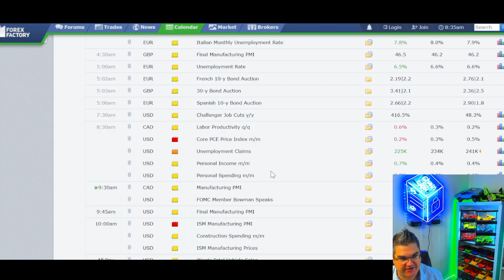Going over to Forex Factory. If you haven't done that, do that. It's free. Forex Factory, see in the top left there. Go on the calendar, keeps track of all your monetary events throughout the world.